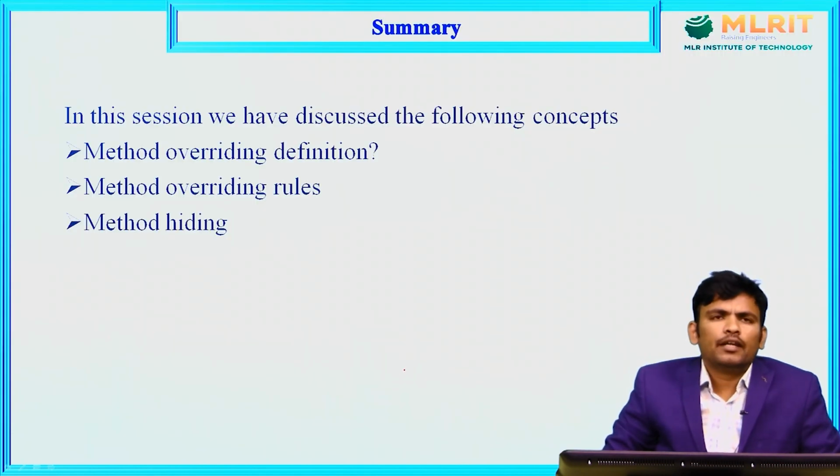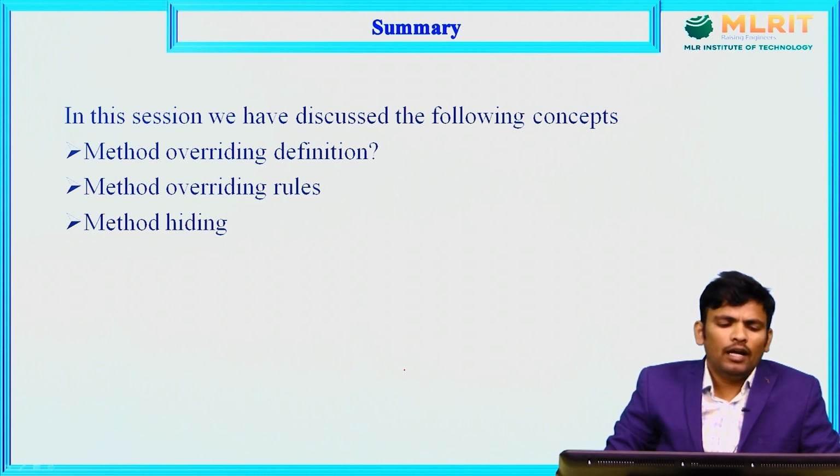Coming to the summary, in this session we have discussed what method overriding is. Method overriding means overriding the parent class method inside a child class with the same method signature. We have also discussed the method overriding rules, meaning how to override the method. We need to follow some rules: the order of parameters, number of parameters, and types of parameters must be the same, and the return type must be the same or a covariant type. The scope should not be decreased, and we have covered all these points here. And we also discussed method hiding: in method overriding, if you apply a static keyword, it becomes method hiding but not method overriding.